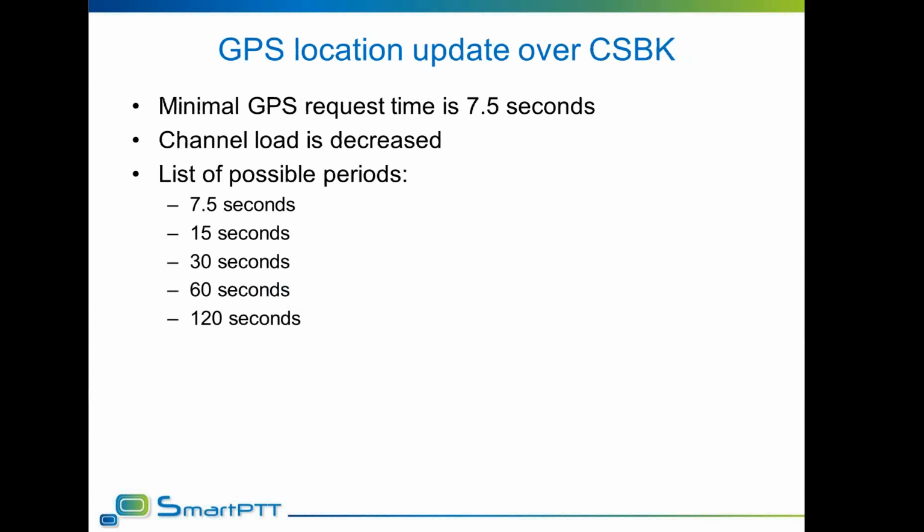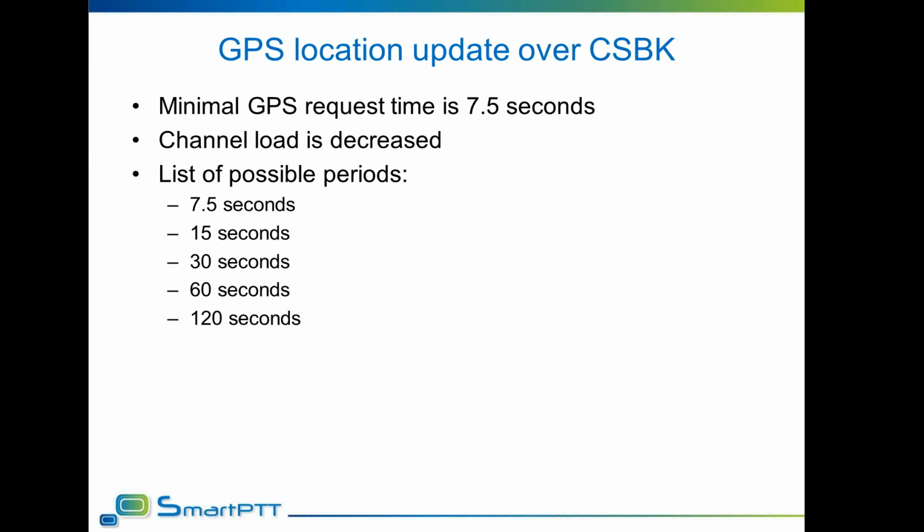Have you ever wanted to have the GPS data more frequently than it was possible in radio network? Motorola has implemented a new feature for GPS location. It is a GPS over CSBK. It gives a significant decrease in data message size. It means more data can be sent over the same channel.